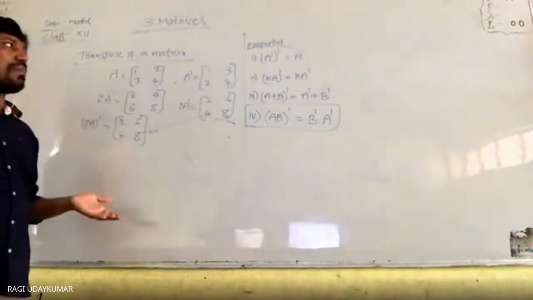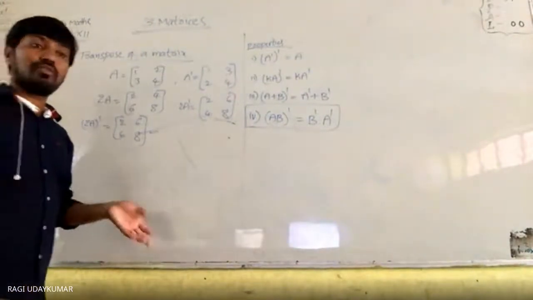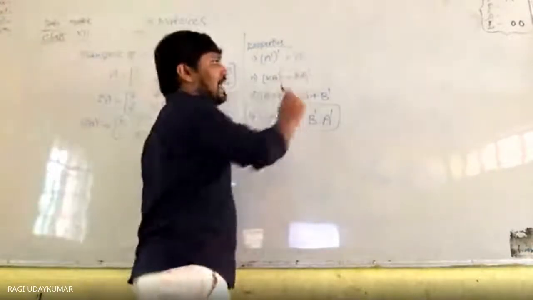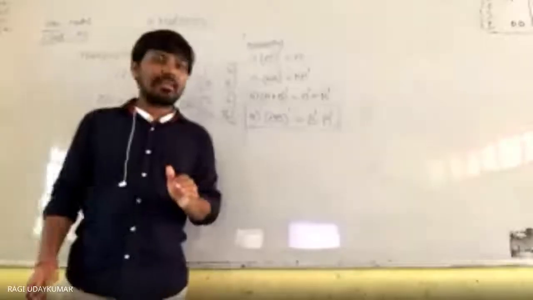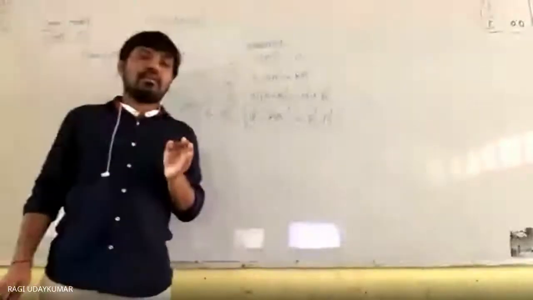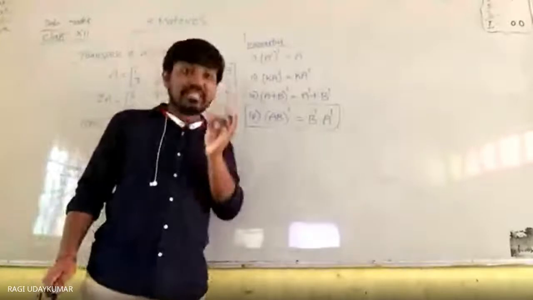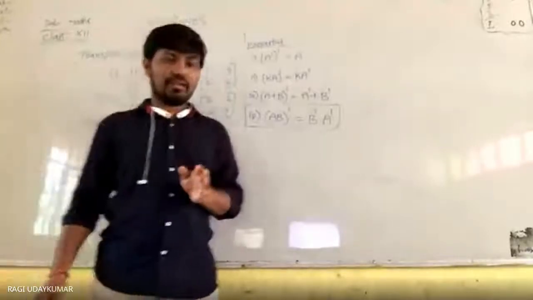If you multiply a constant to the matrix and find the transpose, the transpose applies only to the matrix. Most students will write a transpose for the k also. K is not a matrix. It is just a number. Okay, got my point?